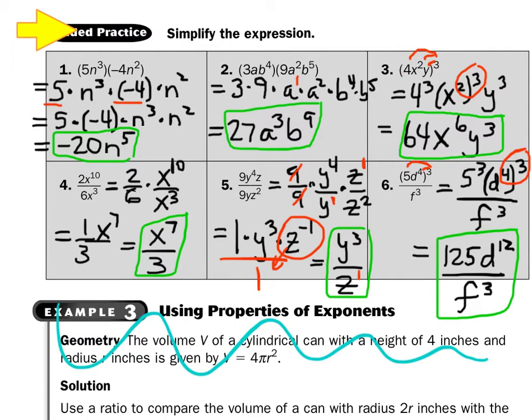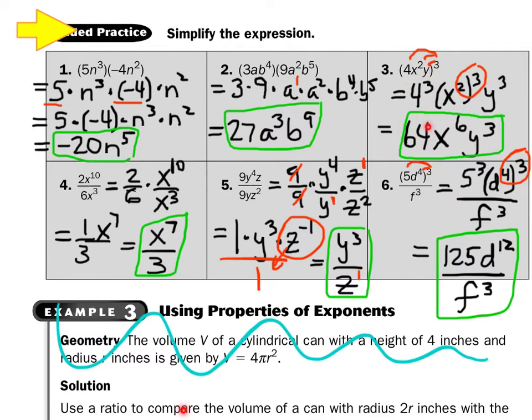Now, in parentheses, we have 4x squared y, all raised to the 3rd power. So draw the rainbows. So the power of 3 is going to go, sorry, that was a cat. Okay, the power of 3 is going to go to the 4. It's going to go to the x squared, and it's going to go to the y. So I wrote 4 to the 3rd power, and then in parentheses I put x to the 2nd power raised to the 3rd power, and then times y to the 3rd power.